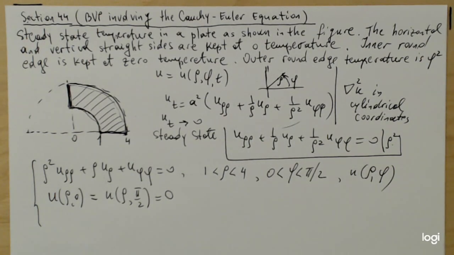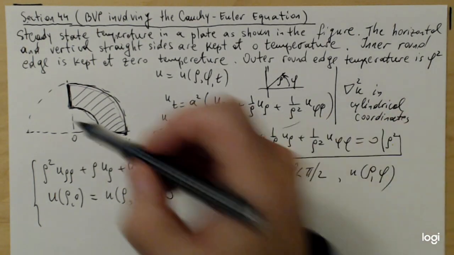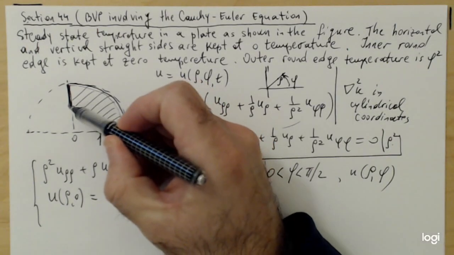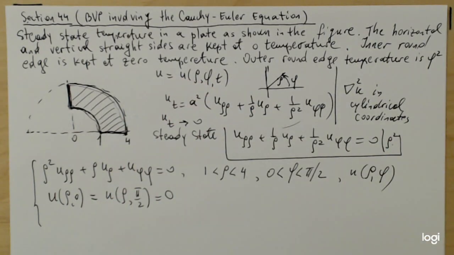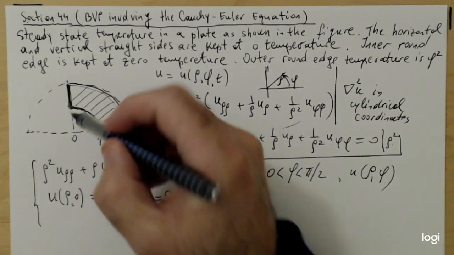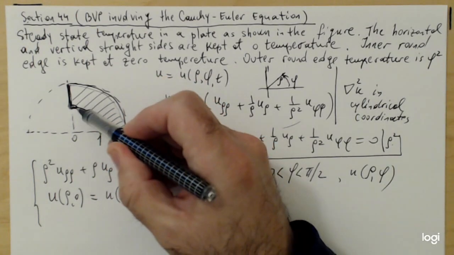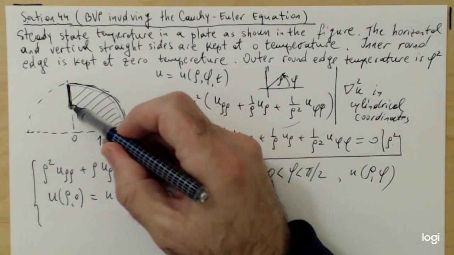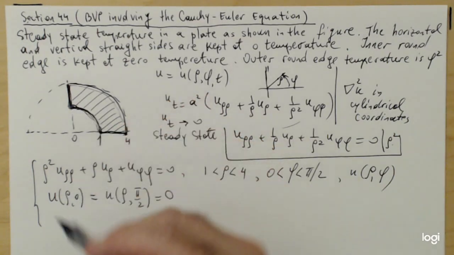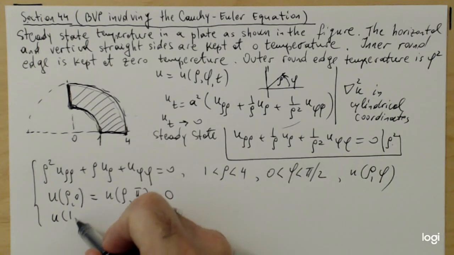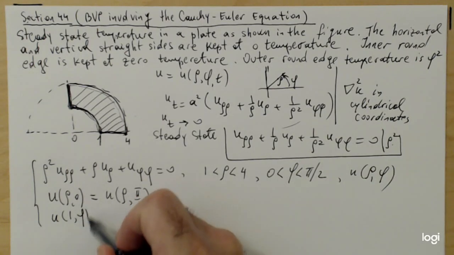What else does the problem say? The inner round edge, this one here, is kept at 0 as well. So that's also a homogeneous condition. Now, how do I describe this one? Here the radius is constant. So rho is 1, but phi varies. So I'm going to write this as u of 1 phi equals 0.